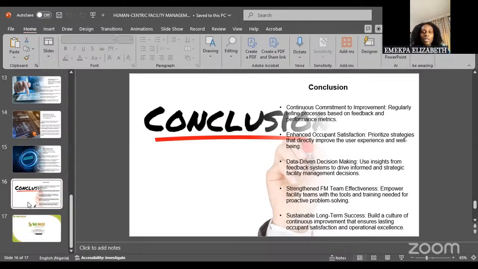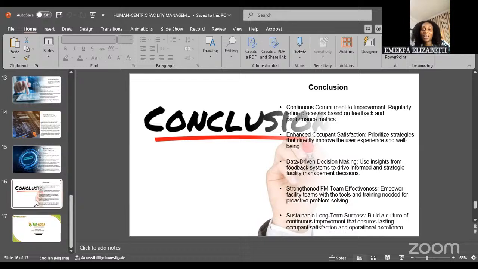we talked about regular feedback. Continuous commitment to improvement. Regular refined processes, based on feedback and performance metrics, right? Let us always ensure that we have a continuous commitment to improvement. If we don't have plans to improve, it means we are making plans to fail. Because we don't know, we need to improve.